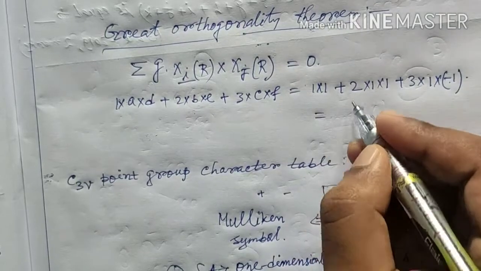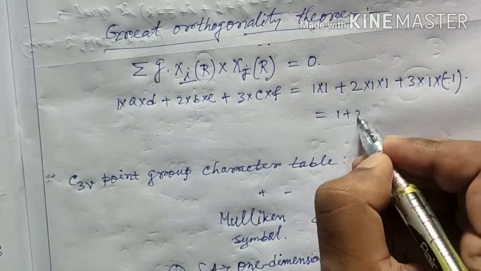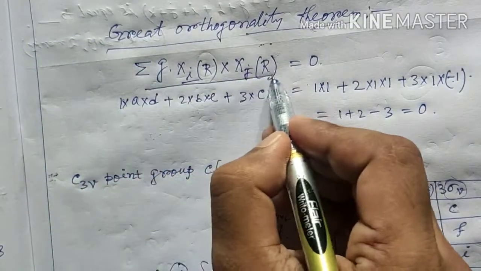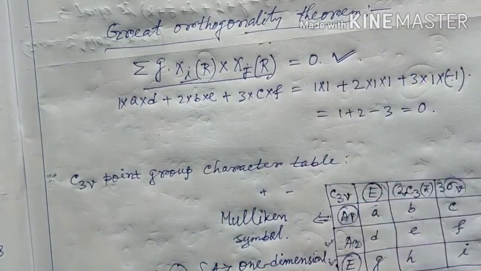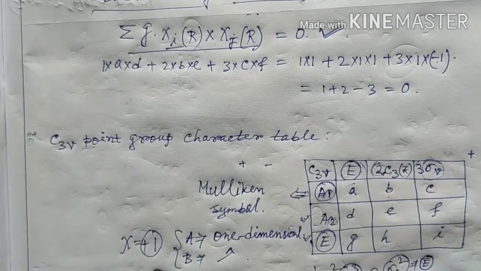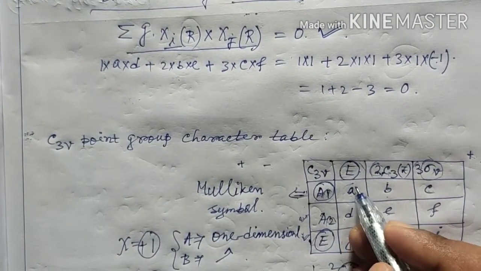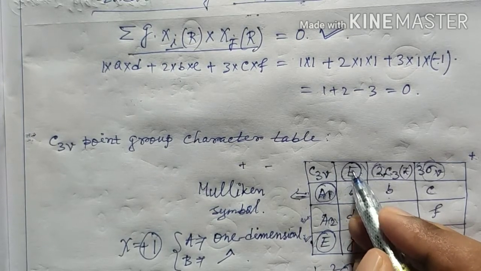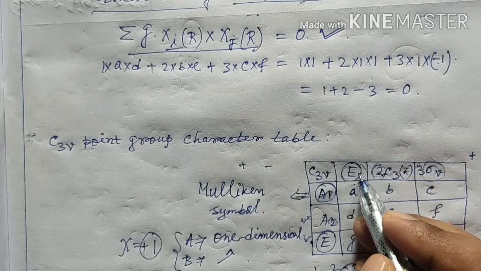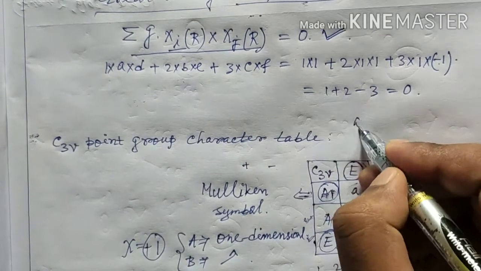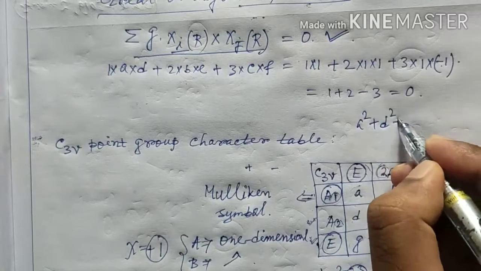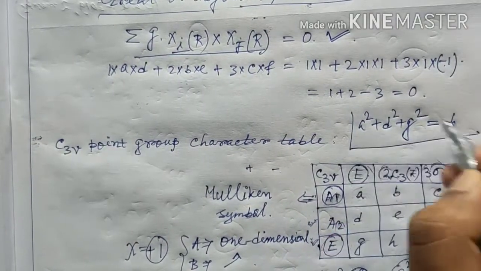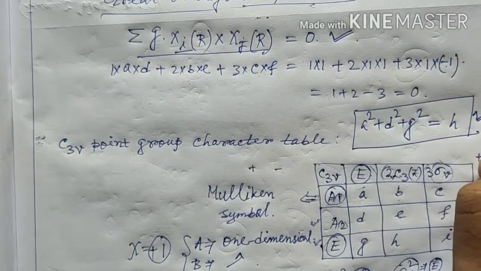If we sum up this value, it will be 1 plus 2 minus 3, that is 0. That means this theorem is also satisfied. Here I want to mention another thing: if you sum up the square of the characters corresponding to the E symmetry operation, that means a square plus d square plus g square, it will be equal to the order of that point group. It is also valid.